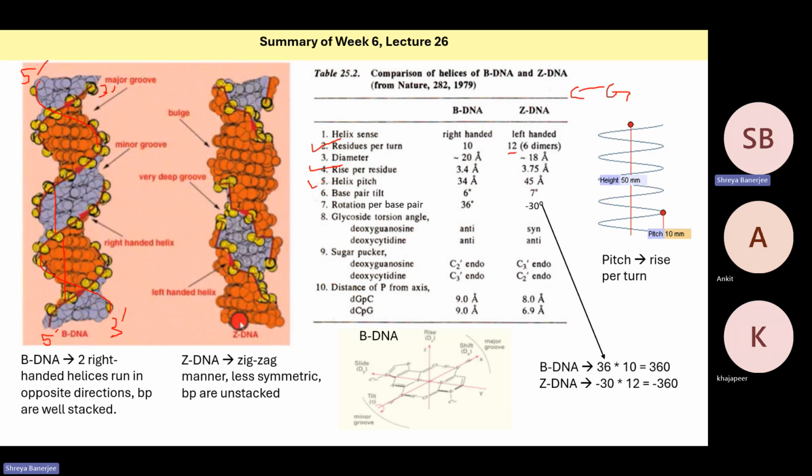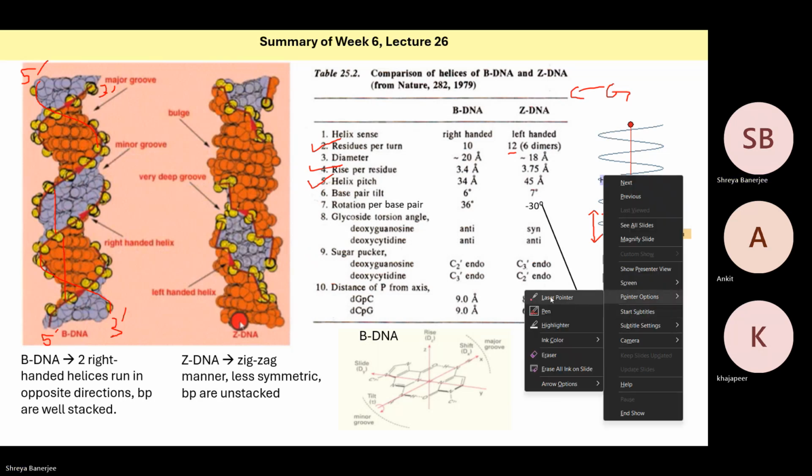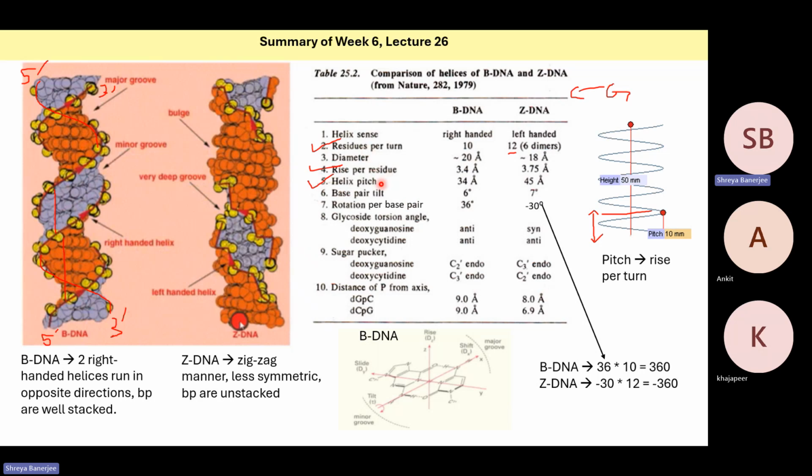Now, there's a term called pitch, which refers to the rise per turn of the helix. So, if you have a helical structure, this rise, which is the rise per turn of the helix, is referred to as the pitch. So you can find the pitch by multiplying the rise per residue by the number of residues per turn. So in case of bDNA, it's 3.4 times 10, so 34 angstrom. And in zDNA, it is 3.75 times 12, so 45 angstrom.